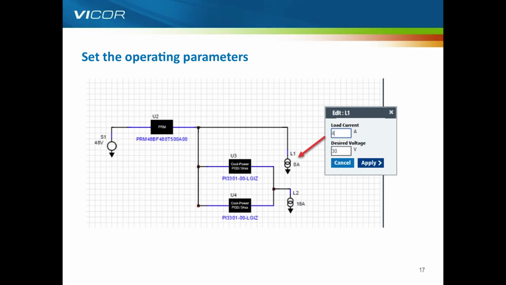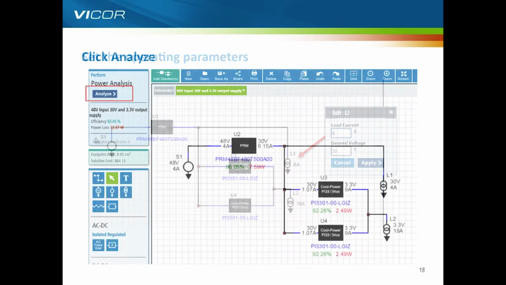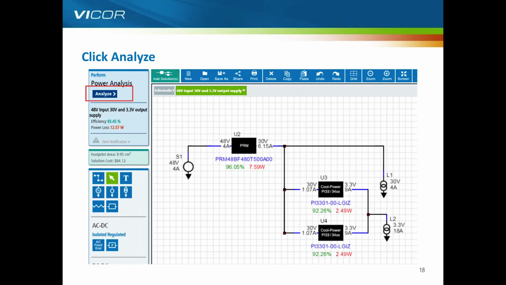You set any sort of operating parameters you may have around those. And then simply enough, you click Analyze. Once you click Analyze, as I mentioned, not hours, not minutes, but within seconds, you will have information pulled directly from our data sheets, pulled directly from our test information, showing you the efficiency and power loss for each of the individual components, and then, of course, for the overall system.